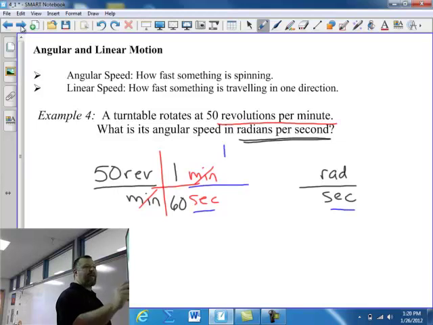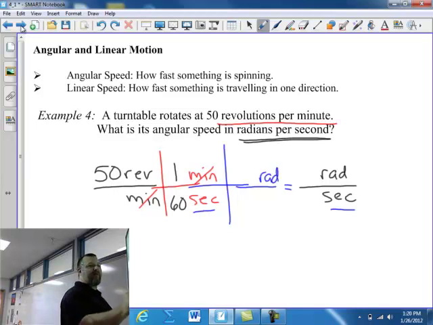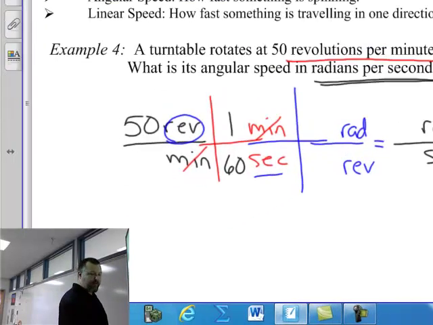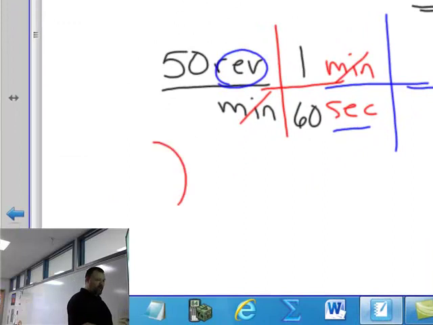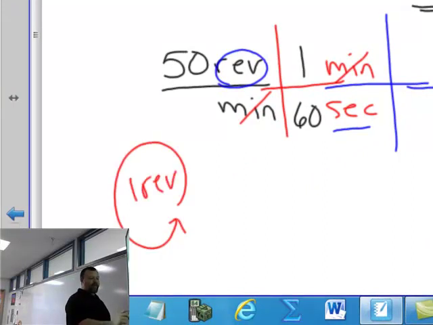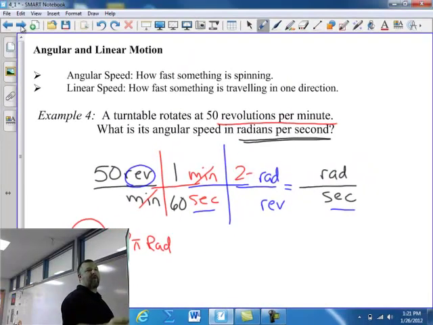Now we got to get radians at the top. This doesn't always work out right away, but for this problem, we would like radians on the top, and we want to get rid of revolutions over here. Do I know how many radians are in a revolution? Well, a revolution is 1 circle, so we do know it's 2 pi. 1 revolution is just a trip around, so that's 2 pi radians. So we can literally just put that in here. 2 pi radians is 1 revolution. So now revolutions will cancel, and I'm left with radians over seconds.